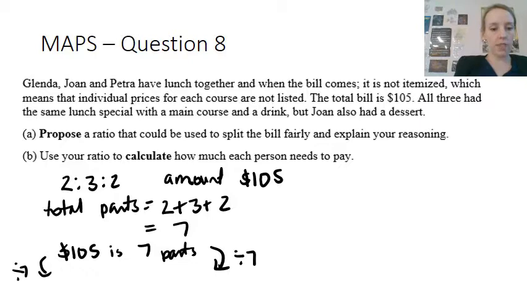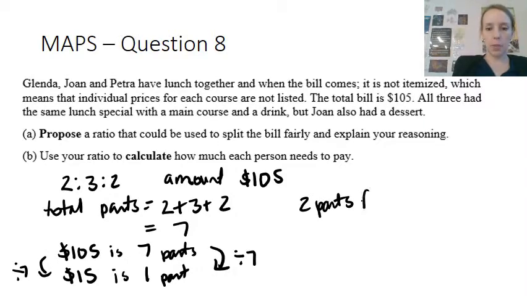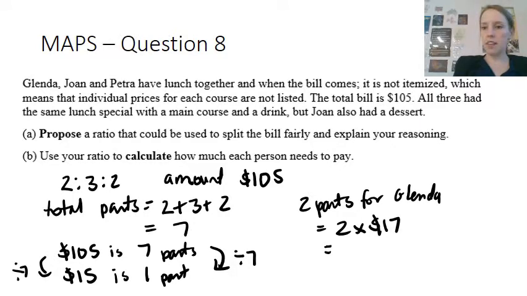So 105 divided by 7 is 15. And $15 is one part because 7 divided by 7 is 1. So $15 is one part, but we want to find two parts. Two parts for Glenda. So that's 2 times $15. And I wrote 17 there. So 2 times 15 will be how much Glenda has to pay, which is $30.